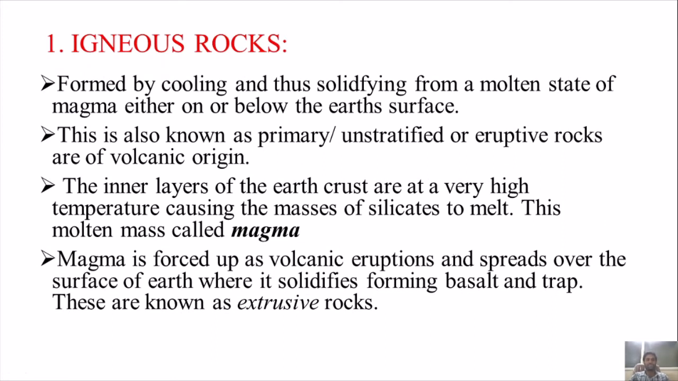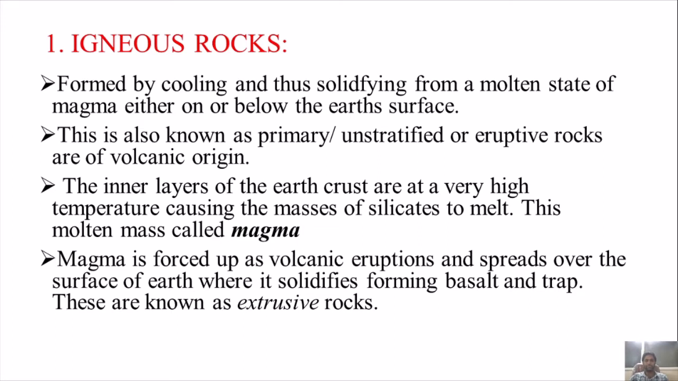The name igneous comes from the Latin word ignis. Ignis is nothing but fire. Based on that, the word igneous rocks was formed. This igneous rock is formed by the cooling and solidifying of the molten state of the magma either on or below the earth's surface. So igneous rock is basically formed from the cooling of the molten magma either on the surface of the earth or just below the earth's surface.